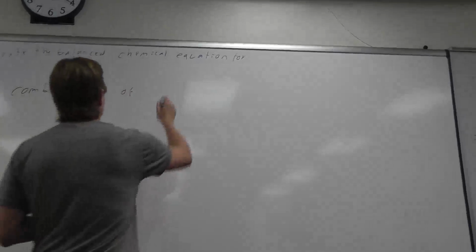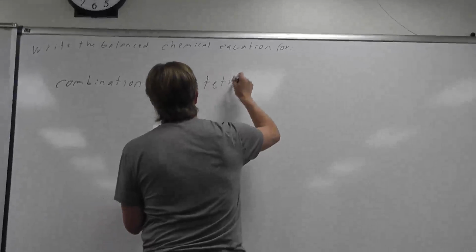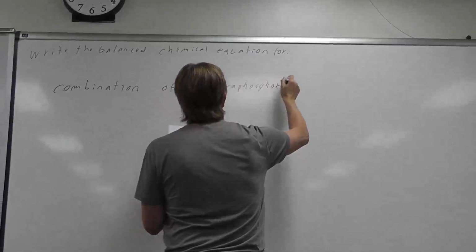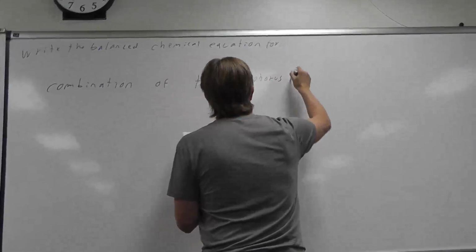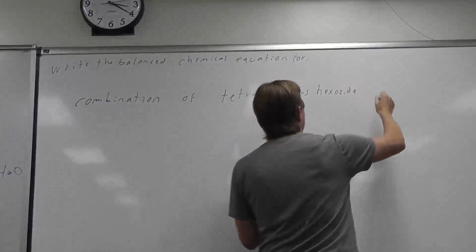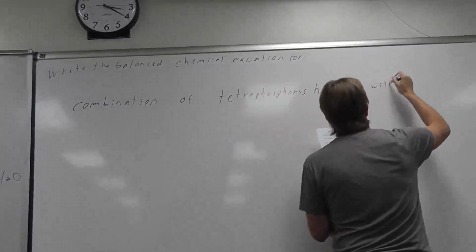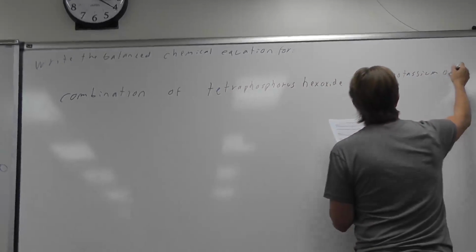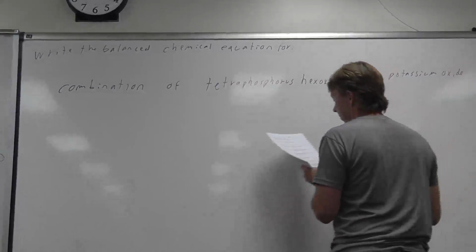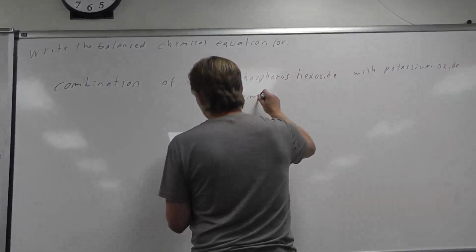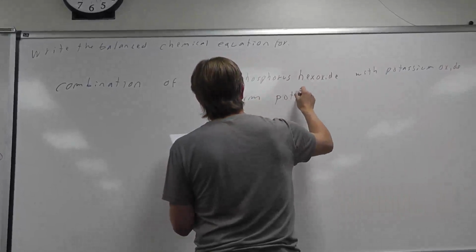All right, do this next one on your own. Tetraphosphorus hexoxide reacting with potassium oxide to form potassium phosphite.